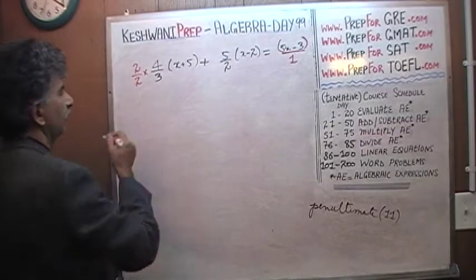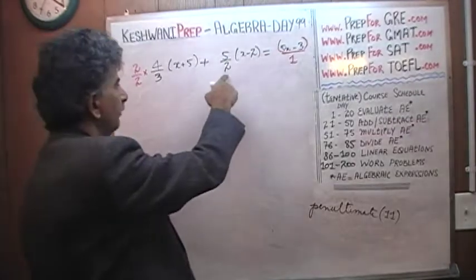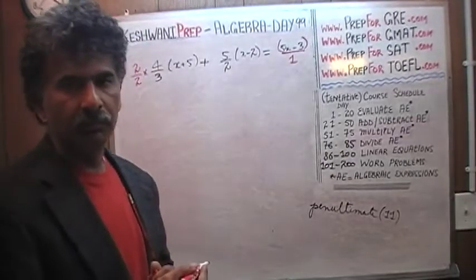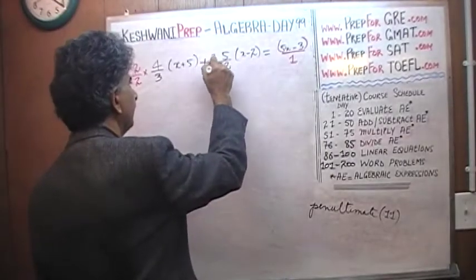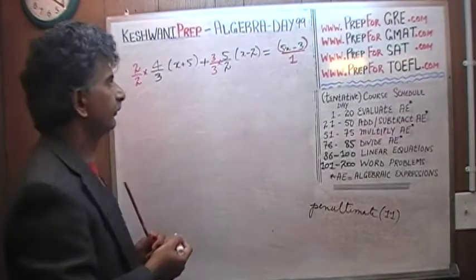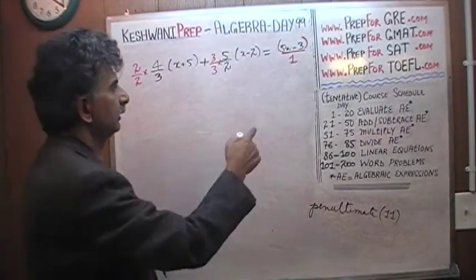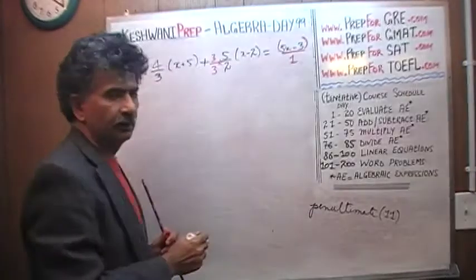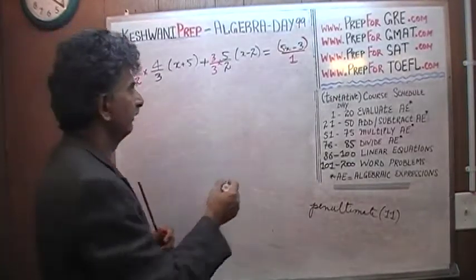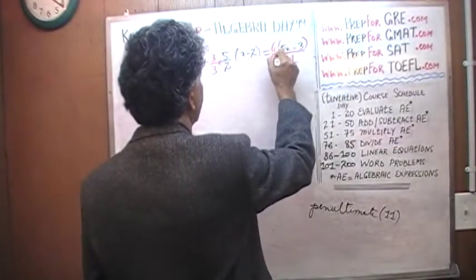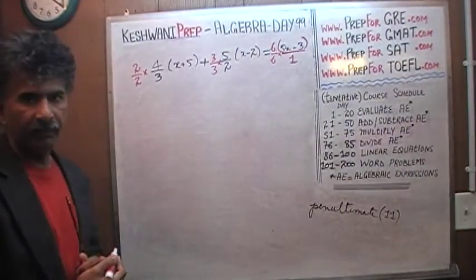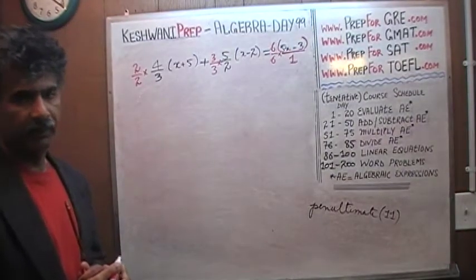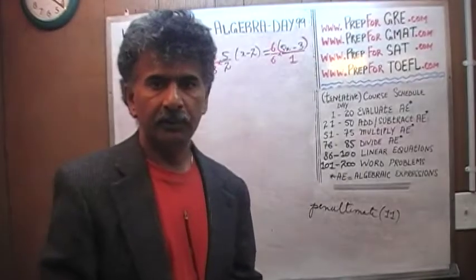Now we have a 6. 2 times 3 is 6. How do we convert this denominator of 2 into 6? Well, multiply the top and the bottom by 3. How do we convert this denominator of 1 into 6? Well, very simple. Multiply the top and the bottom by 6. There we go. Now we have the same denominator of 6. We don't have to worry about it. We can simply ignore it.